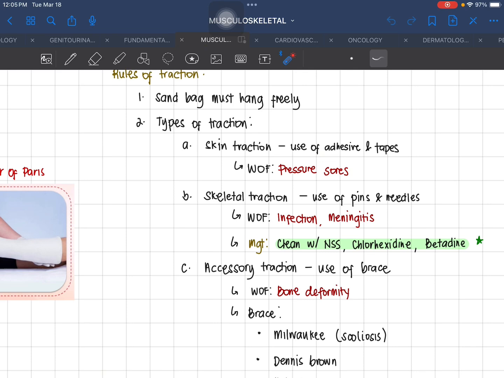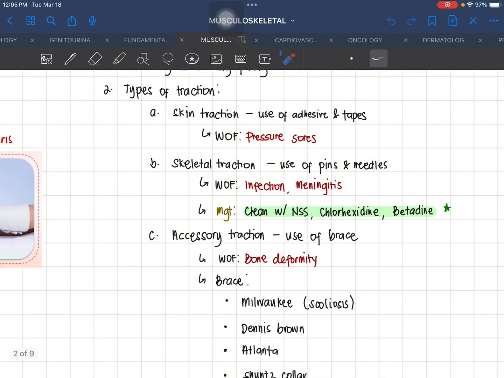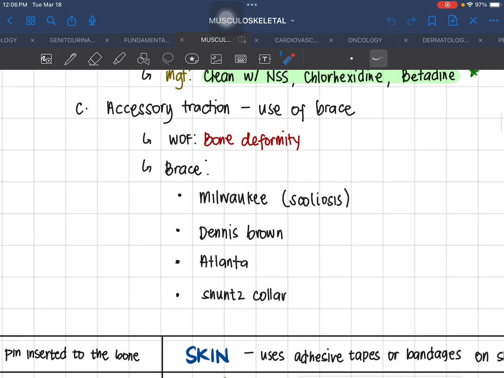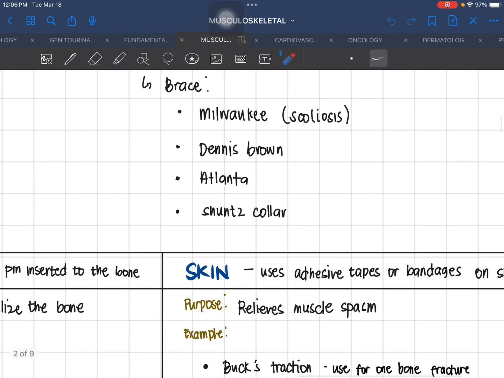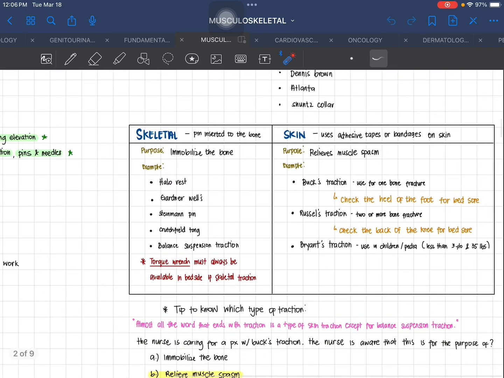Lastly, accessory traction. Sa accessory traction, with the word accessory, gumagamit ng brace. So, you should watch out for bone deformity. Yung mga brace, merong Milwaukee for scoliosis, Dennis Brown, Atlanta, Shunt Scholar. So, eto, this is from INAP.